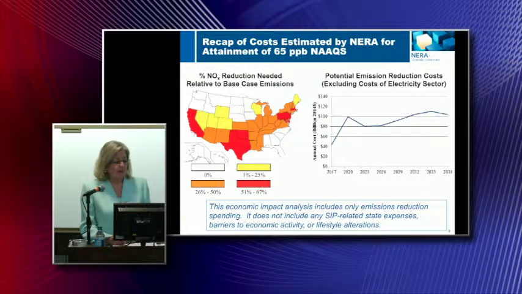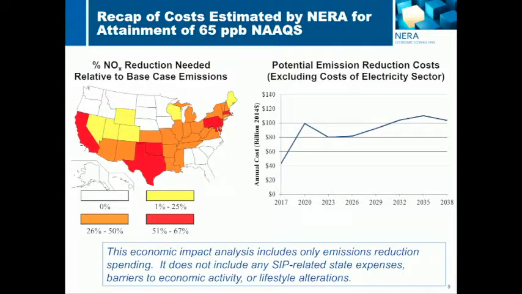This is just summarizing. Scott may not have even shown these figures, but this is summarizing on the left which states are bearing those costs in our inputs, and the overall magnitude of those costs minus the electric sector retirement costs. And you can see that it varies over time, but on average it's running at about $100 billion a year if you just take a simple average.